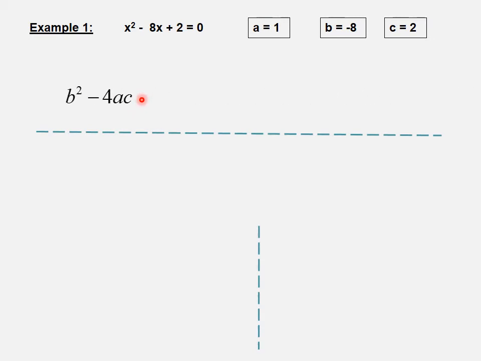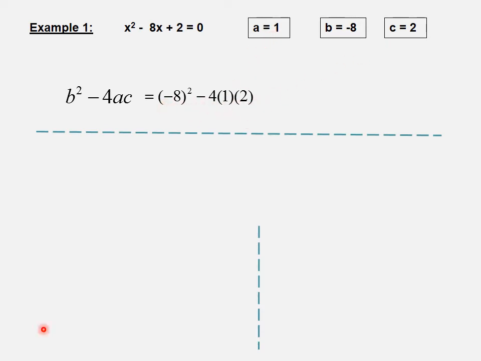So let's do the discriminant or the test first, b squared minus 4ac. Once we've listed these numbers, these three are the only thing that we have to work with. So let's put those in. So notice that b is negative 8. That has to be in a bracket. B squared minus 4, it's always 4, times a, which is 1, and c, which is 2.